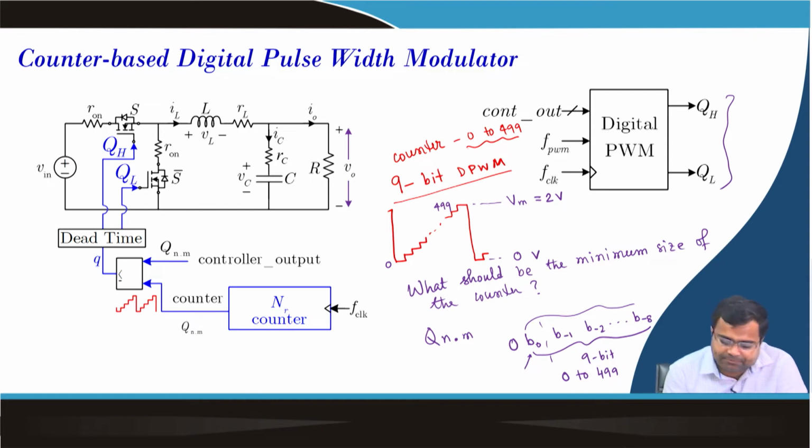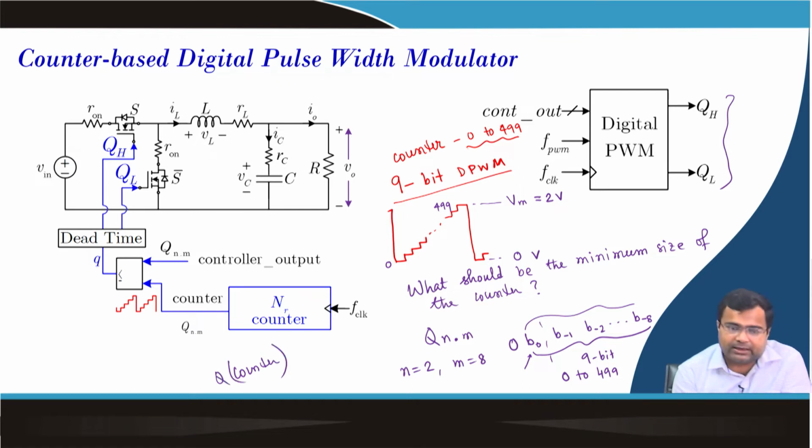That means, if we set n equal to 2 and m equal to 8, then this counter, if you make the leading bit 0 and use this 9 bit DPWM, the quantized voltage level can vary from 0 to nearly 1.95 volt, approximately. So, that means we want 0 to close to 2 volt.